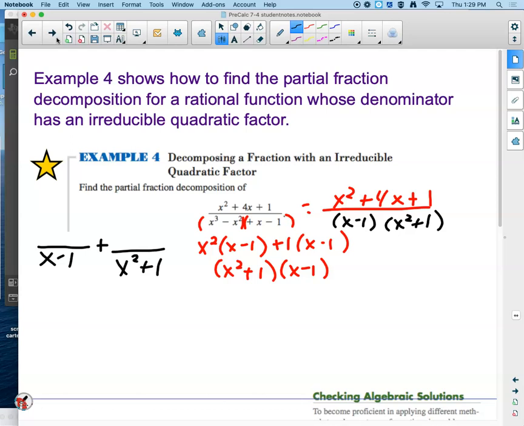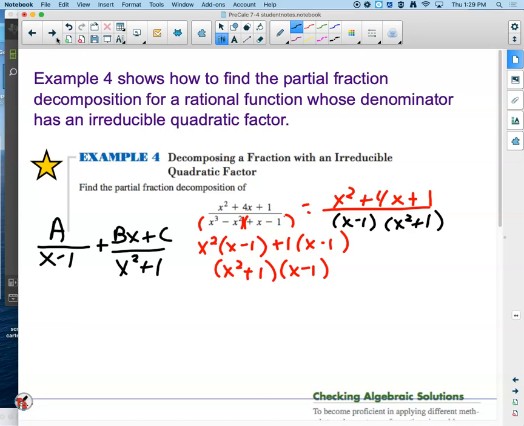Now, x minus 1 is a linear factor. So 1 minus 1 is 0, and a 0 degree polynomial is a constant. But for the irreducible quadratic, 2 minus 1, because degree minus 1 here would give us 1, is linear. So that'll be bx plus c. So we'll have a linear piece for that partial fraction.